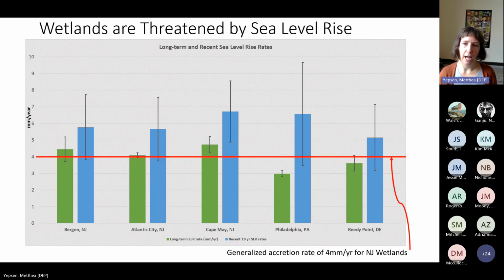And then we can take a look at sea level rise rates from gauges across the state. The green bars here are averages from 1983 to 2001, and the blue bars are from 2002 to 2020. So this is the current epoch. And what you can see based on this very generalized accretion rate is that tidal wetlands across the state would not be expected to keep up with sea level rise.